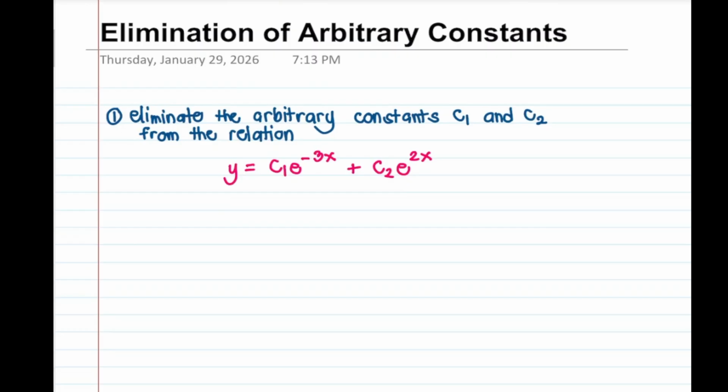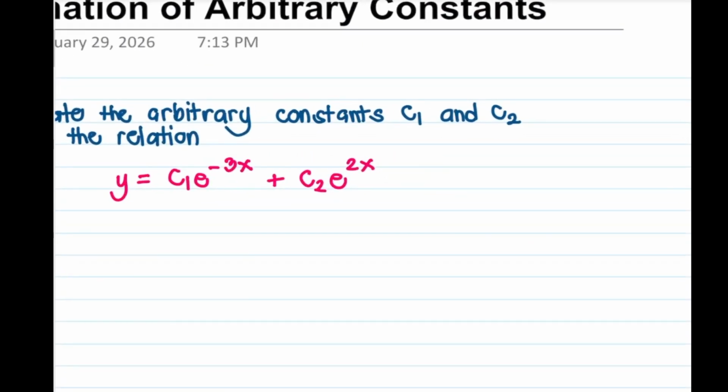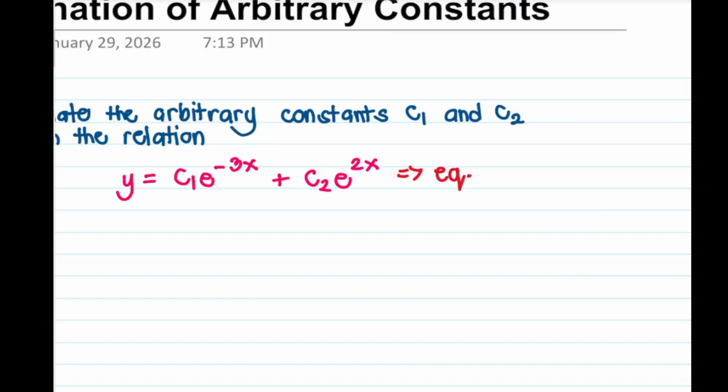So the first example is eliminate the arbitrary constants C1 and C2 from the relation y is equivalent to C1 e raised to negative 3x plus C2 e raised to 2x. So we are asked to eliminate the constants C1 and C2. So in this problem, we will have first the derivative of this equation, the first and second derivative, and see what we can eliminate. So first, let us have the first derivative of this equation. So let us assign that this relation will be the first equation. This one will be equation 1.